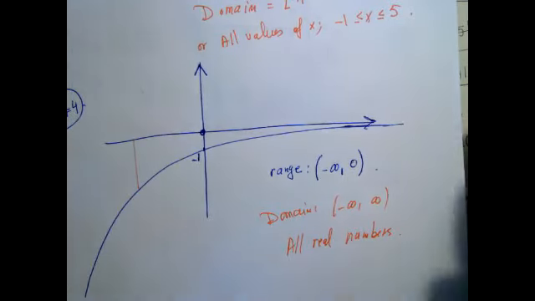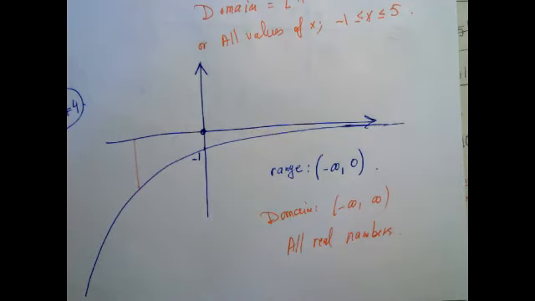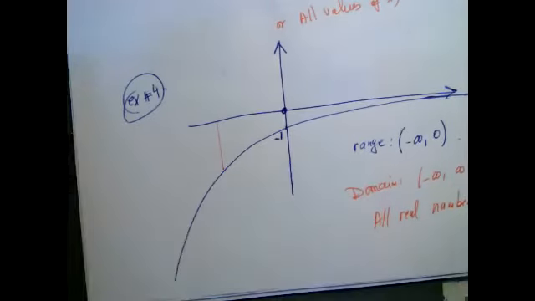Okay? I have a question. For the range, why would 0 be included? Not included. Okay, let me make sure of the notation. This will bring it up, so let me make sure of the notation.